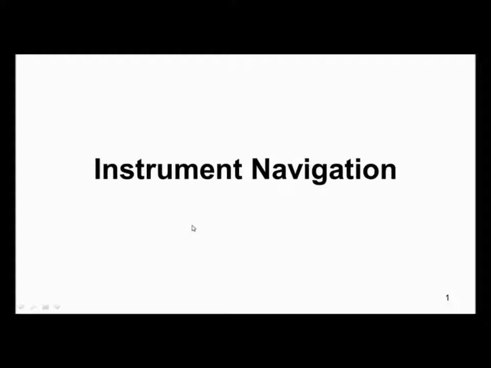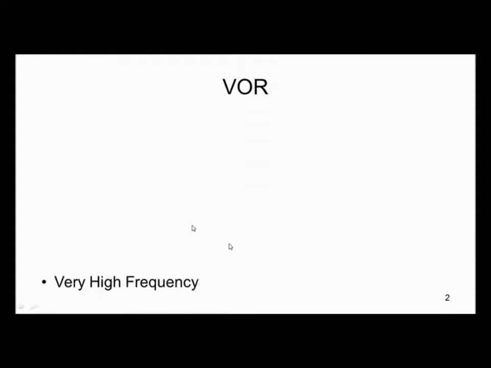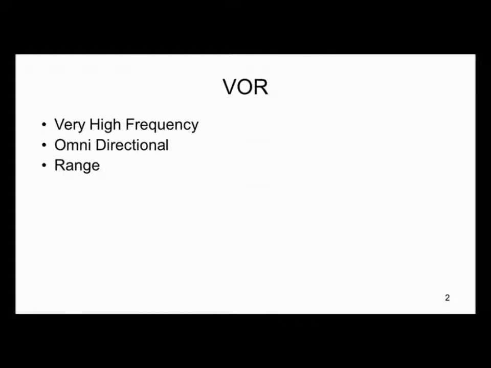All right, so instrument navigation. I'm going to go through a lot of this stuff pretty fast because it's a review. There's only going to be 1 or 2 items here in this VOR stuff that hasn't already been covered. So we're going to talk about very high frequency omnidirectional range. Everybody knows what the abbreviation VOR stands for. The frequency starts at 108. That's where FM stops. I'm not going to ask you that on the test. But the highest FM radio frequency is 107.9 megahertz.